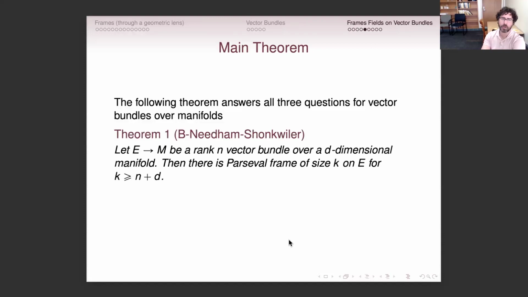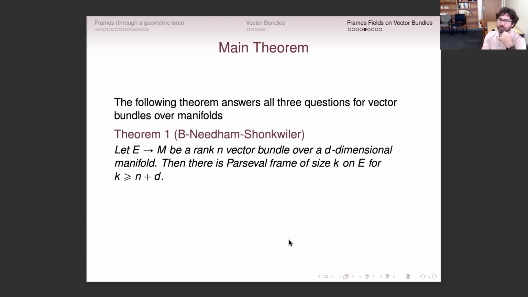So here's the theorem. If you have a rank K vector bundle over a D-dimensional manifold, then you can find a parsable frame of size K whenever K is greater than N plus D. So what is this telling me? In particular, it's saying that parsable frames always exist for any vector bundle you like, and it's giving you a bound on how big you have to go before you'll be able to find one.